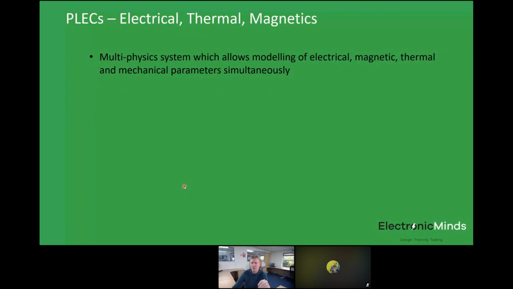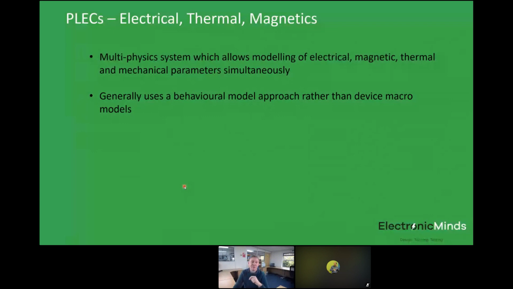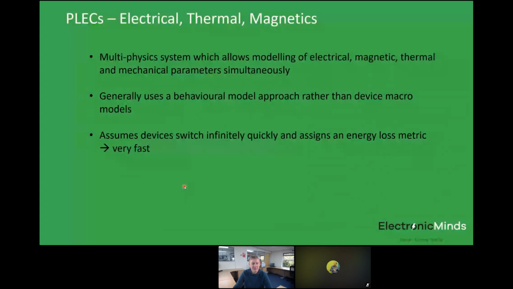In comparing it to PSPICE, it tends to use more of a behavioral model approach rather than device macro models. So it tends to use lookup tables, for example, rather than calculating semiconductor parameters. And that allows it to operate much faster than a PSPICE environment might do. The key differentiator, and this is one thing you have to be careful of, is that this tool doesn't model switching transitions, you know, the trajectory of the switching transition. It assumes that the device will switch infinitely quickly. And what it does is it assigns an energy loss metric to that switching event.